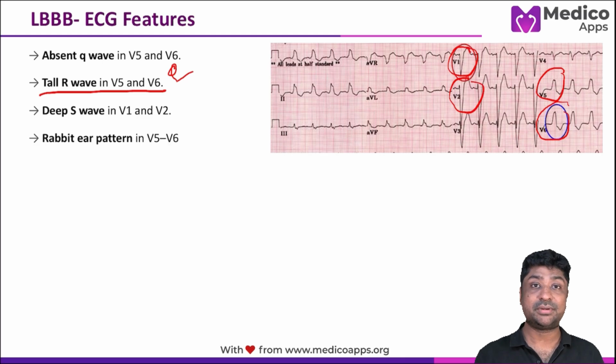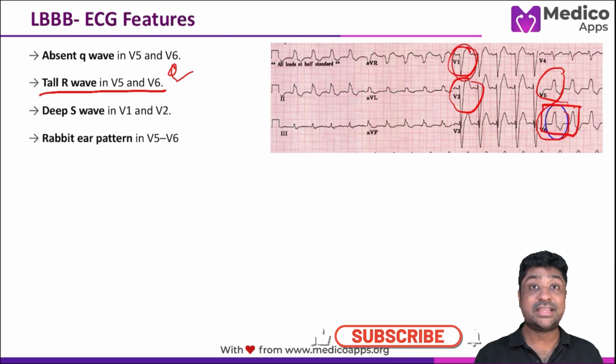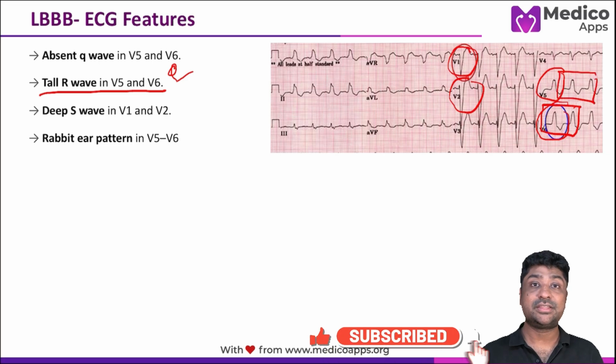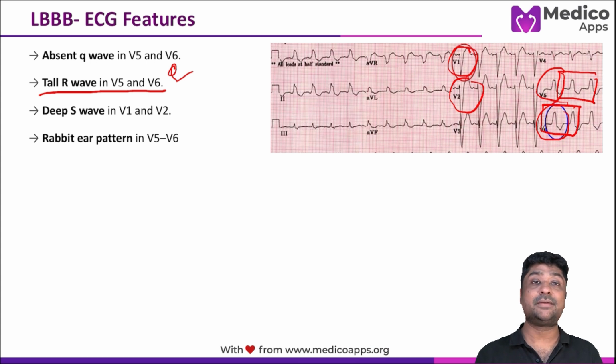Then we note the rabbit ear pattern, RR, in leads V5, V6. This double-peaked R wave or notched R wave in lateral leads is characteristic of the delayed bifid activation of the left ventricle. Think of two waves, hence the rabbit ear analogy.